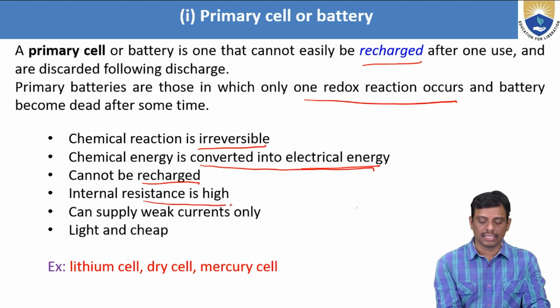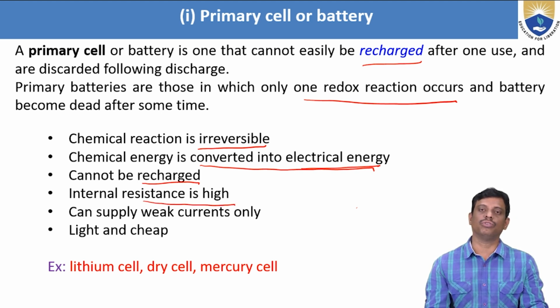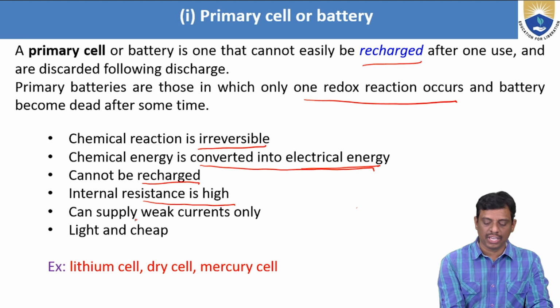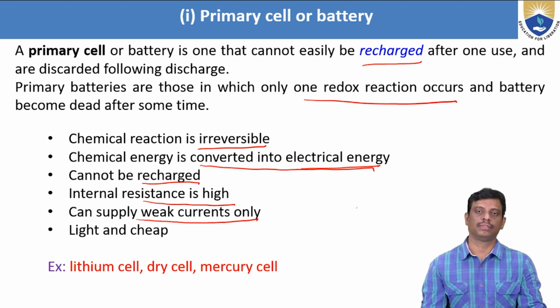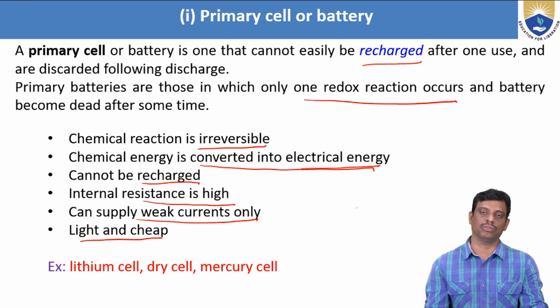The internal resistance is very high, and due to that the potential goes down. Once the battery is used, or even if you store the battery, due to the very high internal resistance the battery potential decreases, and it can supply weak currents only. Primary batteries can supply weak current, but this battery is very lightweight and also very economical. That's why we still use primary batteries.